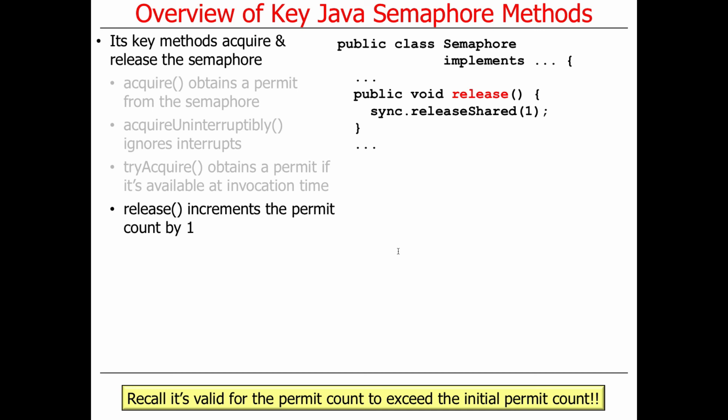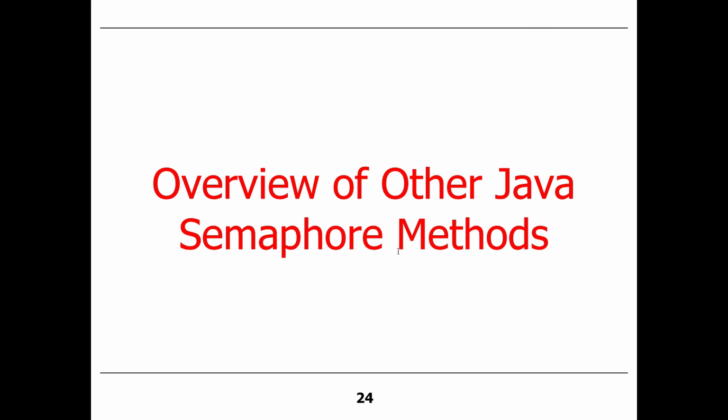Release increments the permit count by 1. As you can see, it does release shared. And keep in mind that it's perfectly OK for the count to go above the initial permit count. So if the initial permit count was 1, and you say release, release, release, then the count will go up to 3 or 4 or whatever. That's perfectly OK. It's not an error for that to happen.